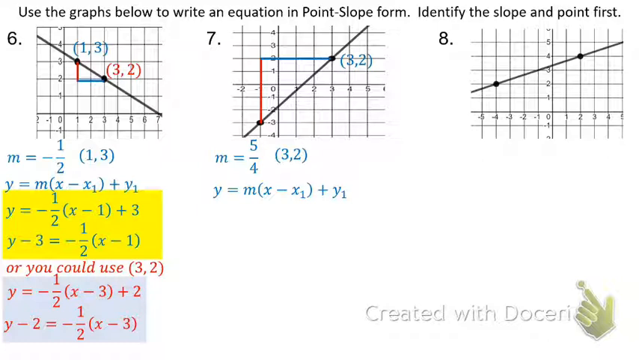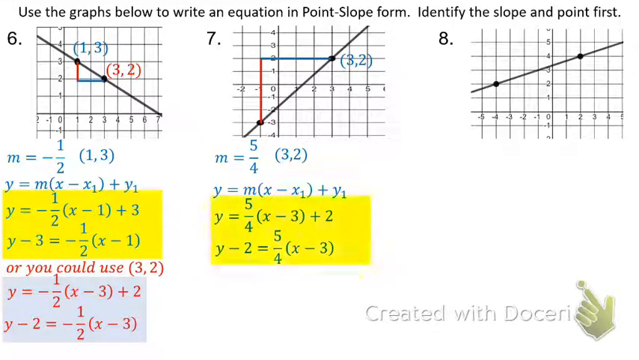Substituting in what I see, the slope, or m, is going to be 5/4. The x portion of the coordinate is 3, and the y portion is 2. This will give me y equals 5/4 times the quantity x minus 3 plus 2. Or if we rewrite it by subtracting 2 from both sides, y minus 2 equals 5/4 times the quantity x minus 3. But here again, we could use the other coordinate on the line.